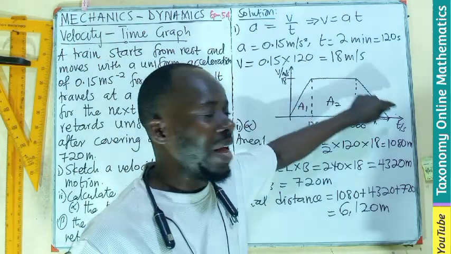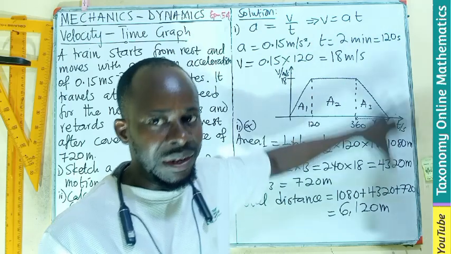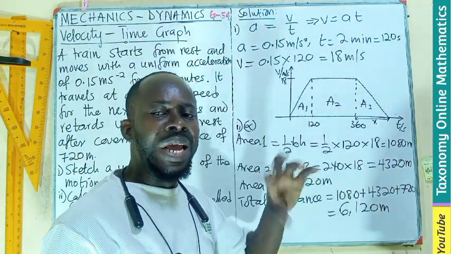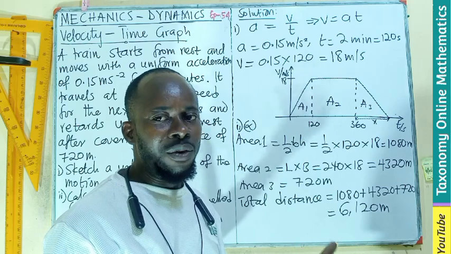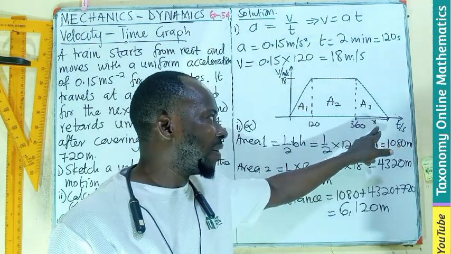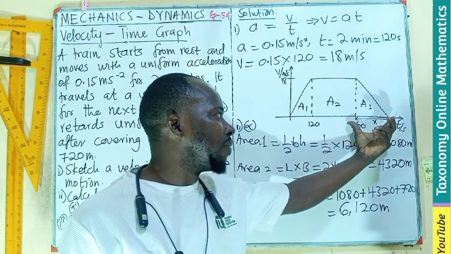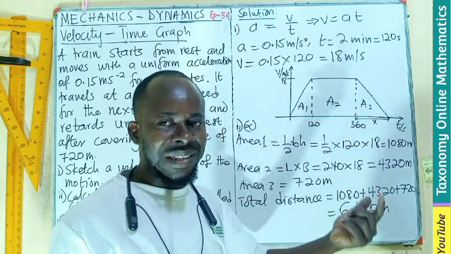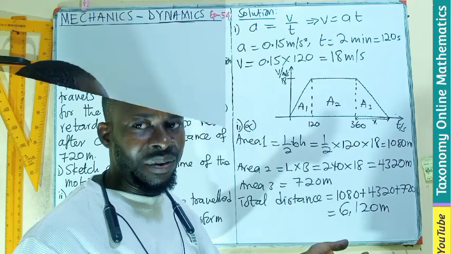The last one is to calculate the magnitude of uniform retardation. We are looking for the acceleration, which is decreasing. So to find acceleration, we know we need the change in velocity over the time taken. The time that we need to find is x. The time taken from 360 to the end is unknown. We need to find that, otherwise we cannot find the acceleration.